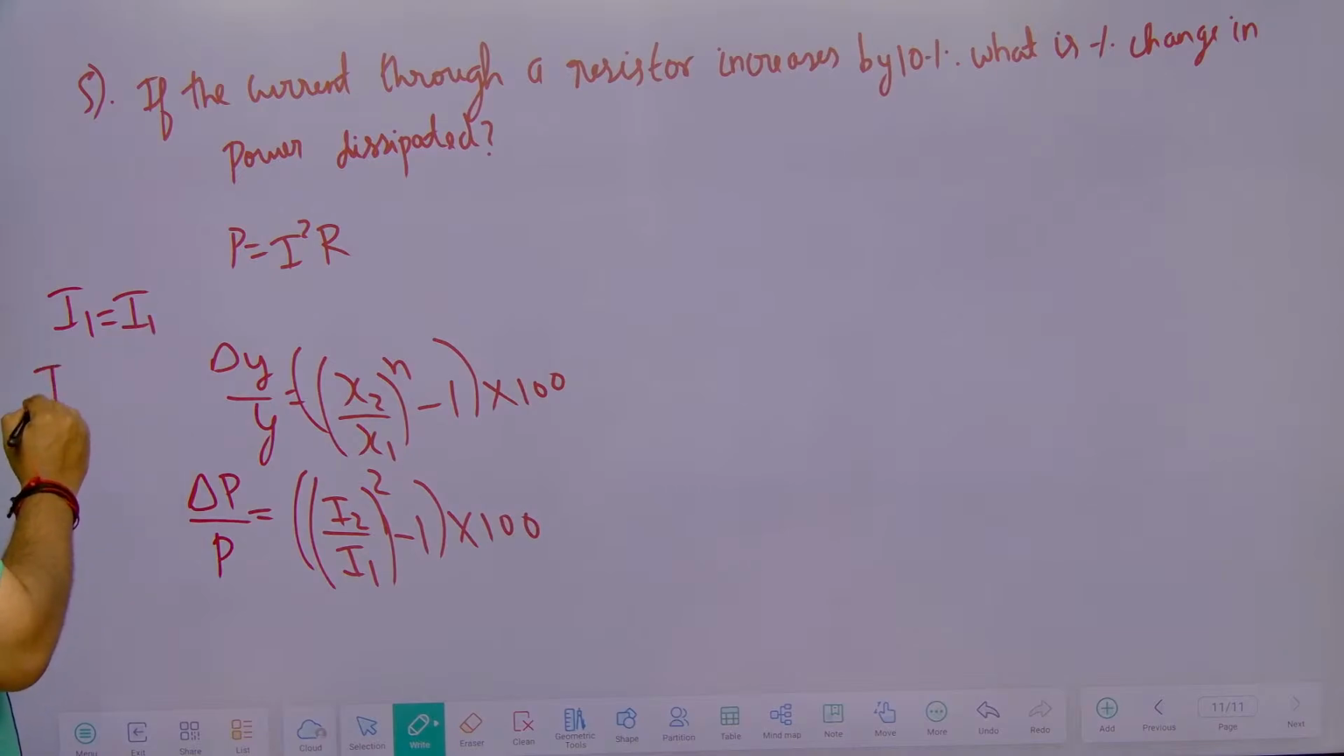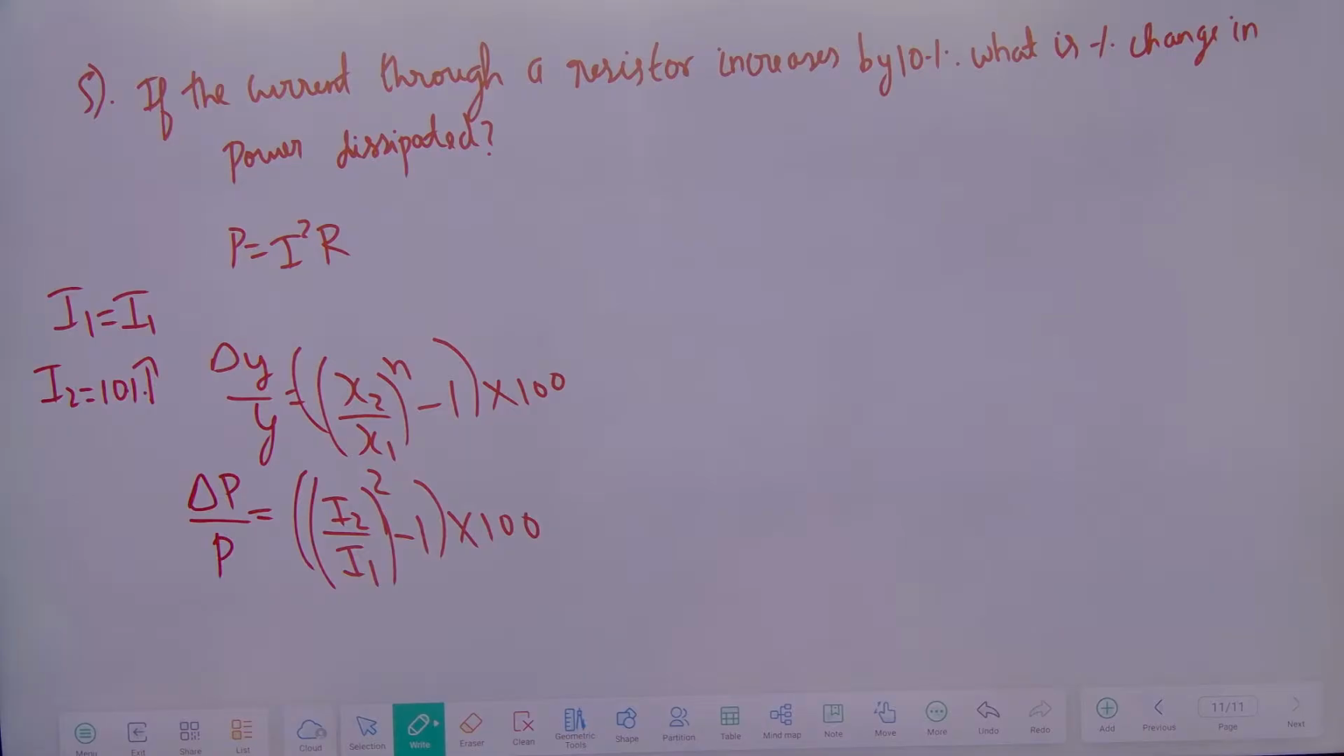Okay, I2 is what they are telling? 10% increase. 10% increase means how you will write?